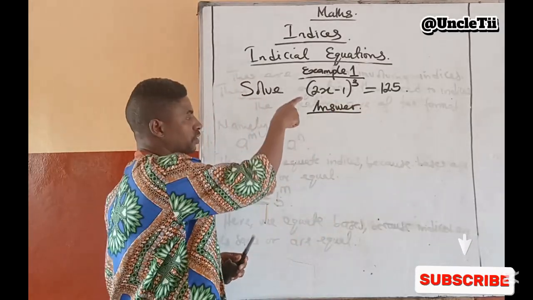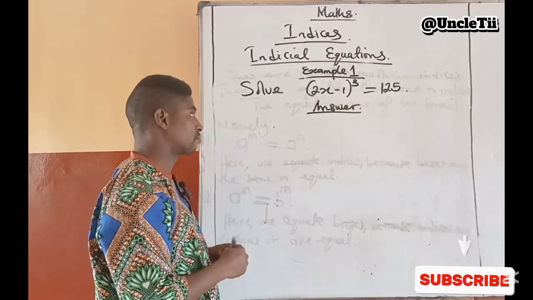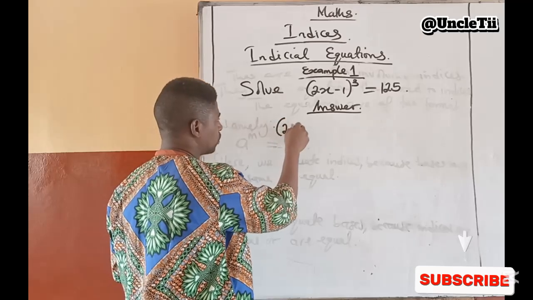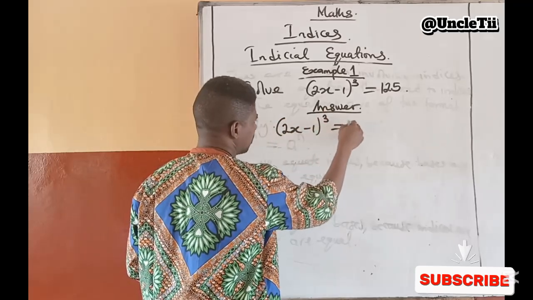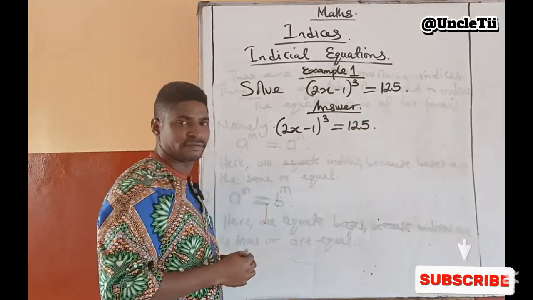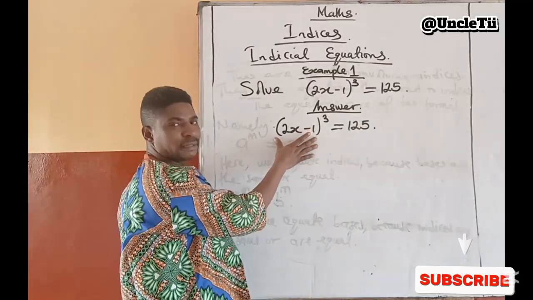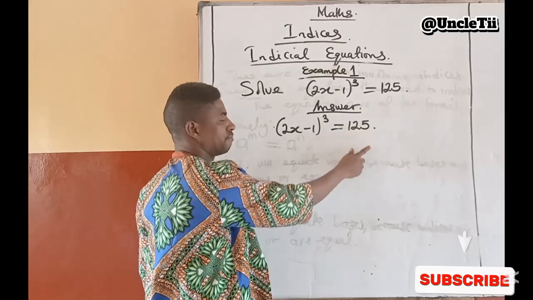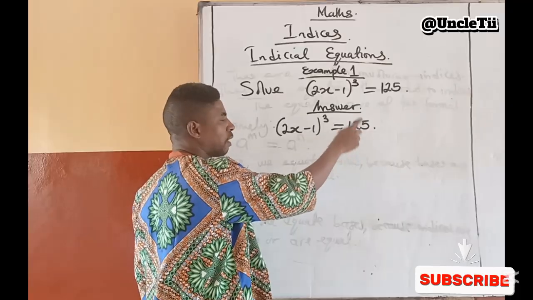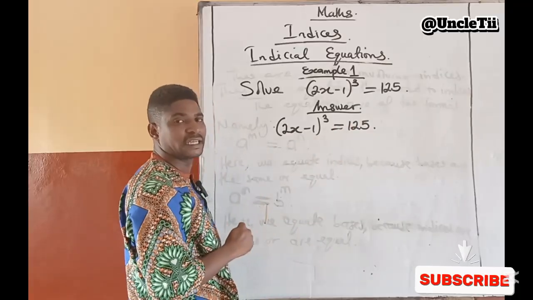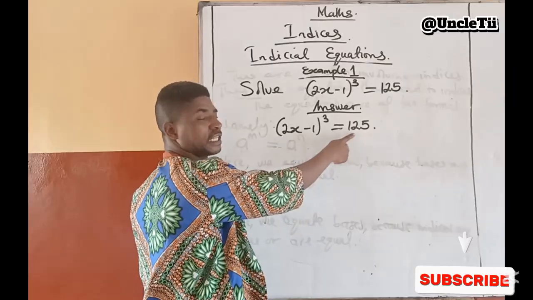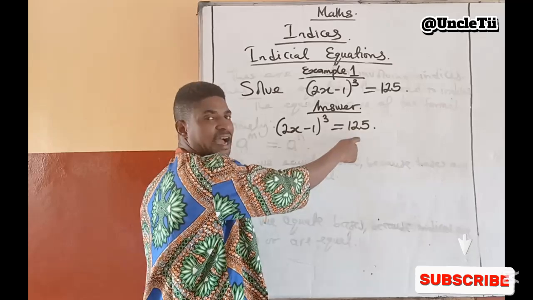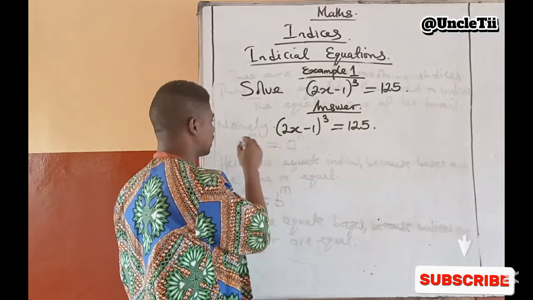Here is a typical equation leading to indices. Bracket open, 2x minus 1, raised to power 3 equals 125. There is a mathematical term on the left, but on the right you have a number. It's possible to rewrite this number 125 as a mathematical term. Why? 125 is a perfect cube. It could be replaced with 5 raised to power 3. And so we do that.